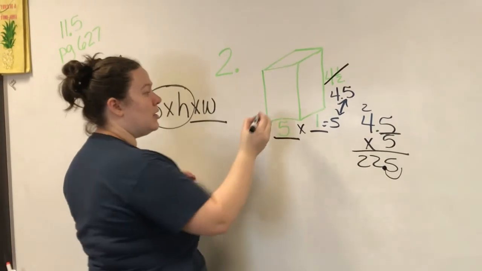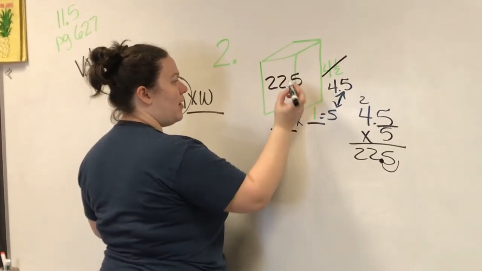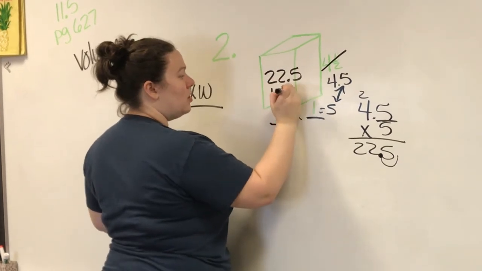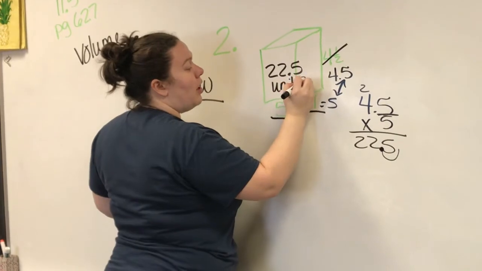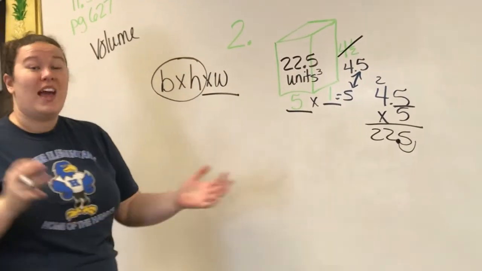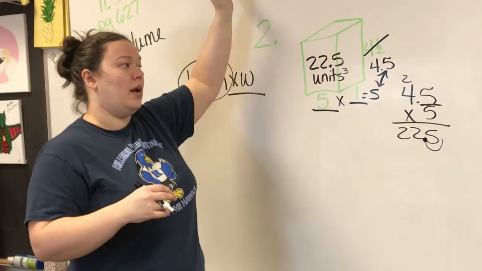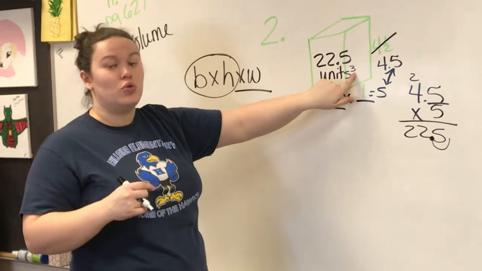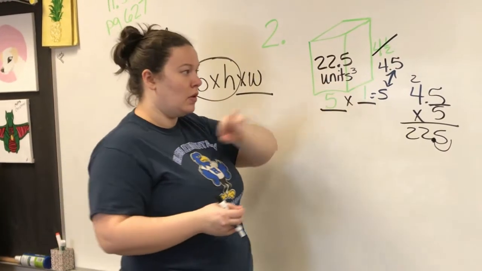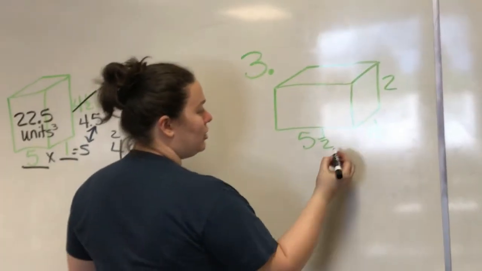This is where things get different. So the volume of this will be 22.5, and its label was units cubed. It's going to be a 3 instead of the area being a 2. Anytime you're talking about filling it up and talking about volume, you're going to use a cubed symbol, which is a 3.